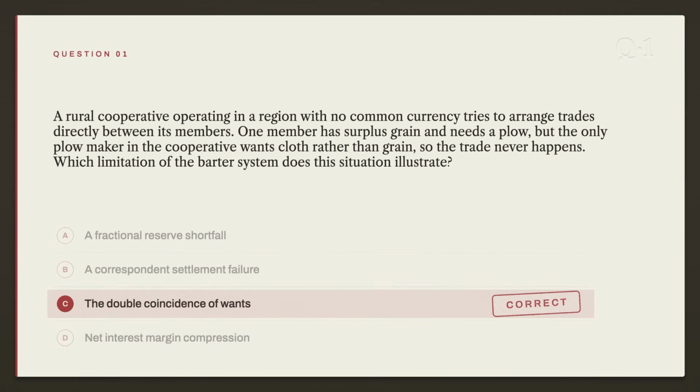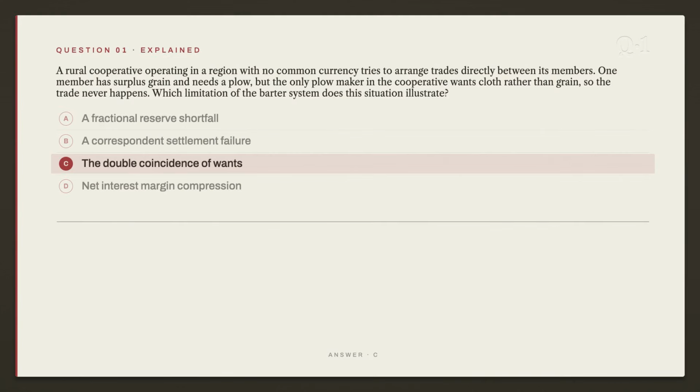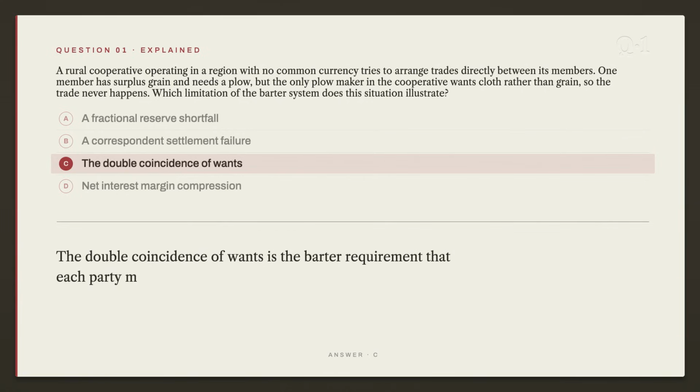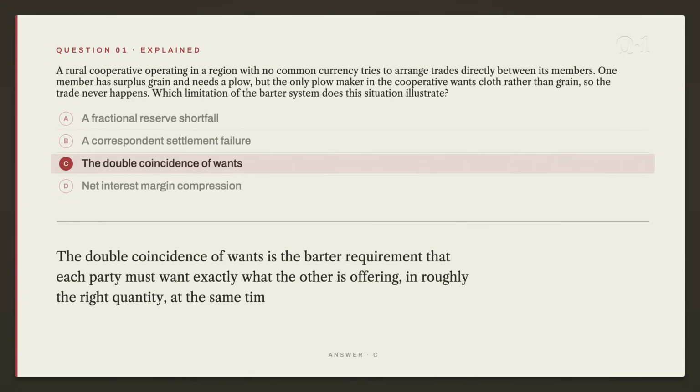The correct answer is C. The double coincidence of wants. C is correct because the double coincidence of wants is the barter requirement that each party must want exactly what the other is offering, in roughly the right quantity at the same time. The grain holder and the plough maker fail that test, so the exchange stalls even though both parties want to trade. This friction is what pushed early societies toward commodity money and then toward institutions willing to store, measure, and lend it.